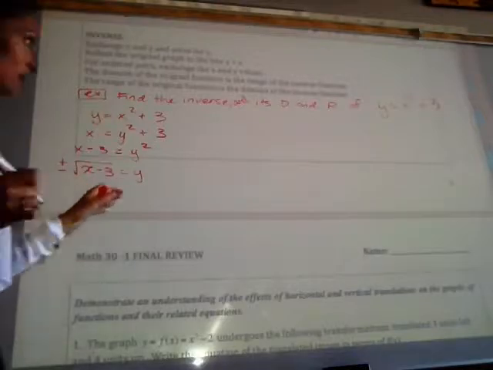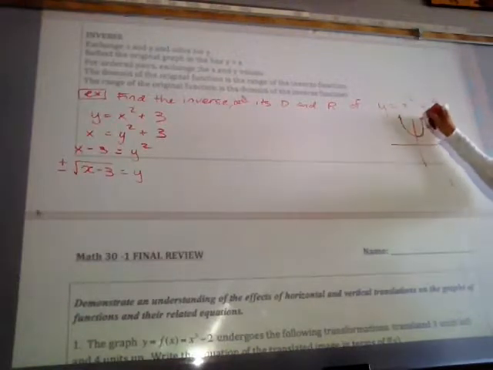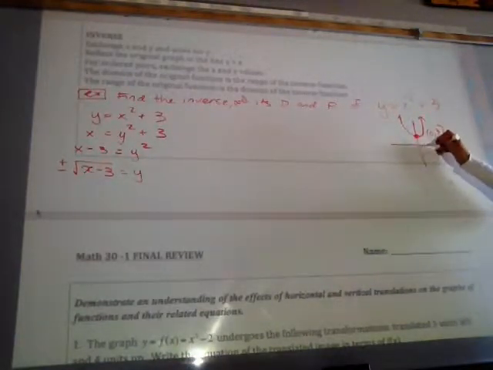So let's take a look at the original graph, x squared plus 3. That's a parabola that looks like this. Okay, this point here is 0, 3. When I look at the inverse, what happens to all the ordered pairs on the graph? They switch. So what's this point now? 3, 0. So 1, 2, 3, 0. That's going to be the vertex of our inverse graph. Okay, and it's going to look like this.